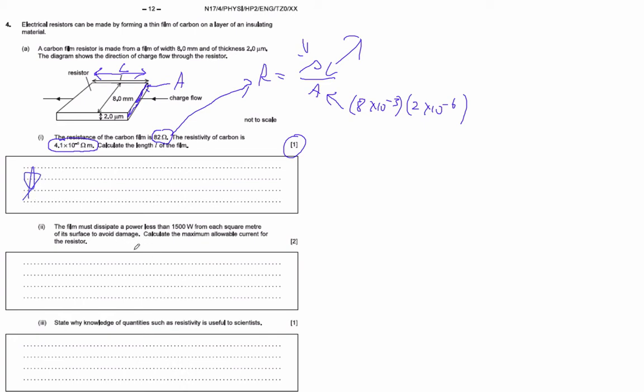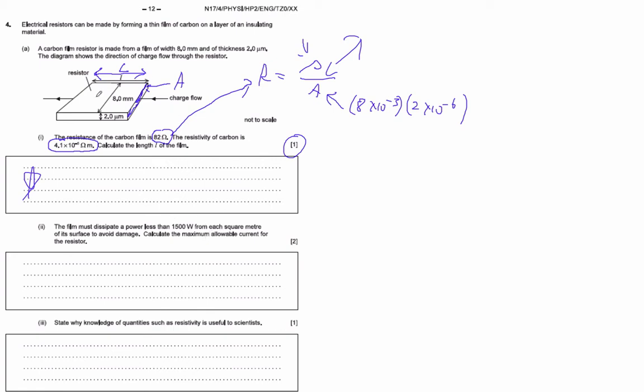Okay, the film must dissipate less than 1,500 watts from each square meter of its surface to avoid damage. Calculate the maximum allowable current. By the way, what I did was I figured out the wattage, and then I forgot to calculate the actual current, so I didn't get the second mark. But let's just look at this. So 1,500 watts from each square meter.